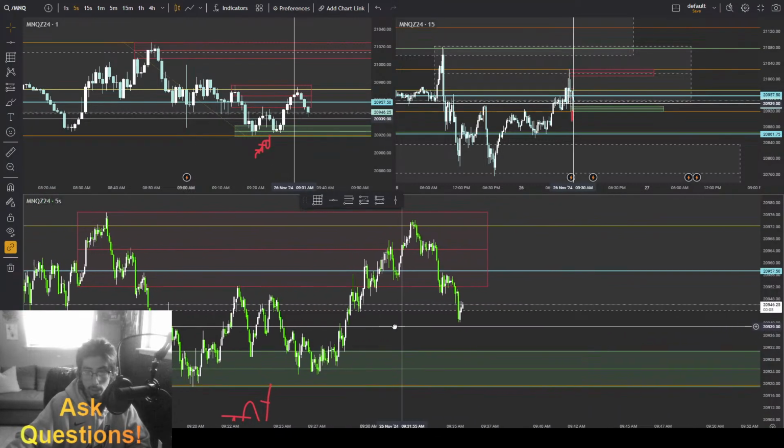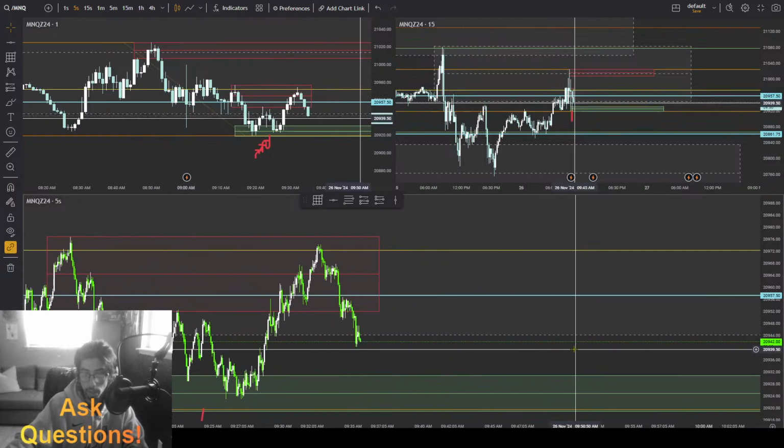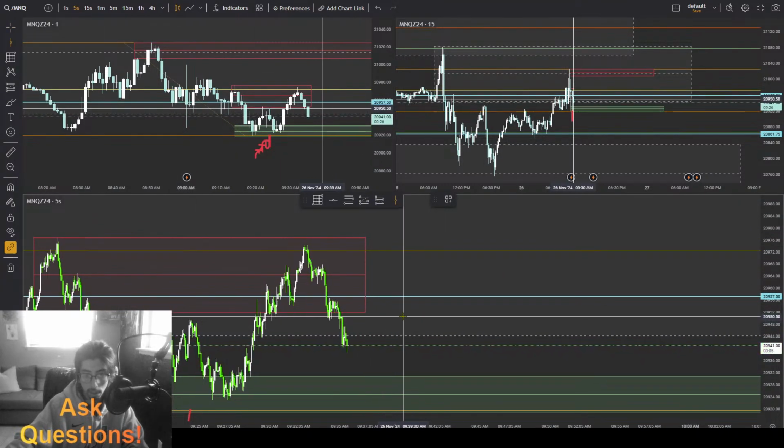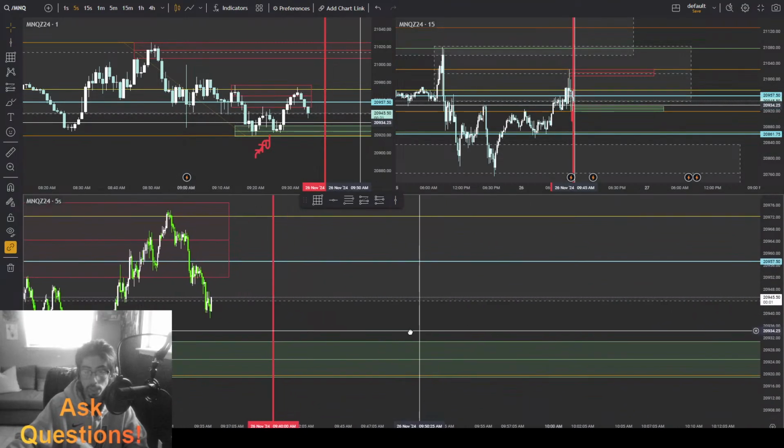Okay, let's see. So 9:40 is about to hit. I'll put a line there. That's when I'll start taking trades. You can have a high win rate with any strategy if you are just extremely selective.